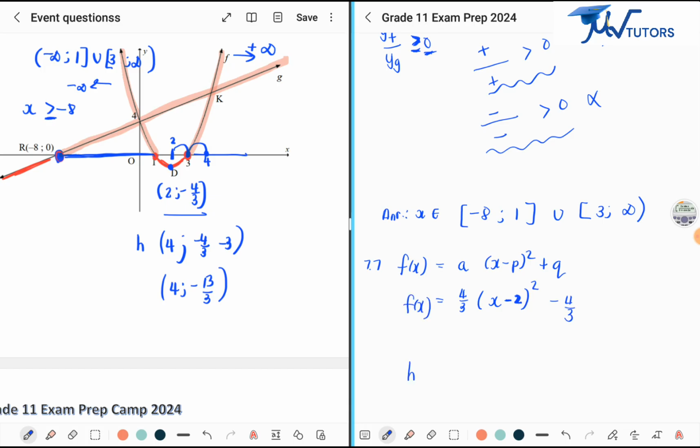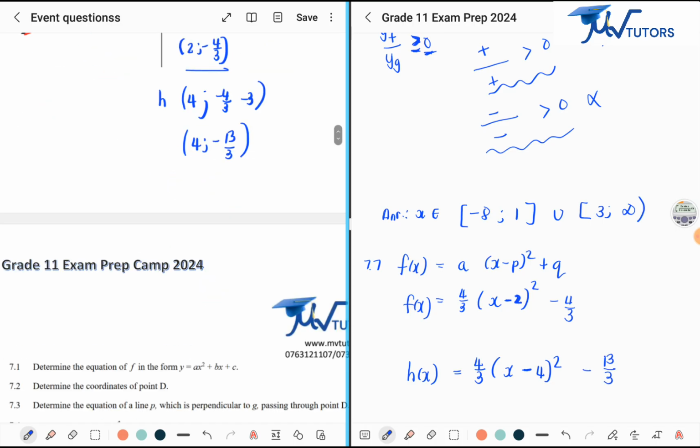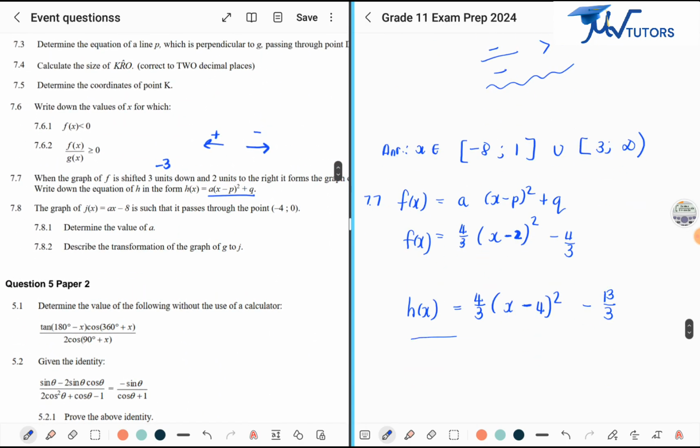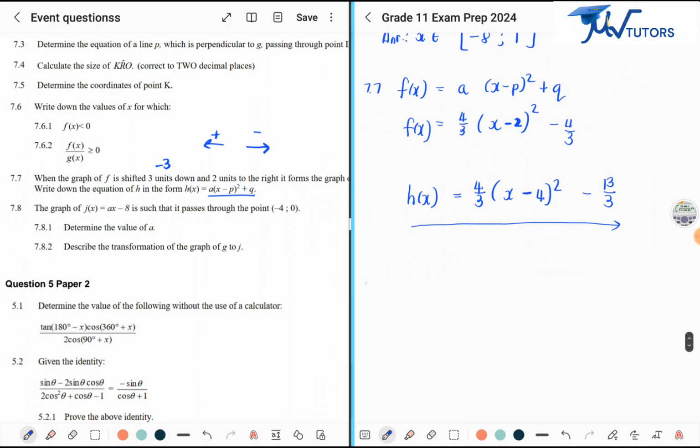And now h of x says we are shifting it 2 units to the right. So now instead of 2, we're going to have 4, minus, to indicate that we went to the right, minus 4. And then we're shifting it 3 units down. So from negative 4 over 3, we have negative 13 over 3. And that's basically our equation in that regard. So there we go. And then 7.8. Wow, this was actually a long question.